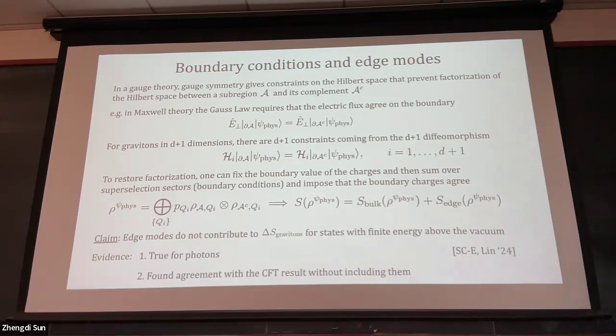So Gwanda and I showed this earlier this year in a paper for photons. We showed explicitly by calculation that for any finite energy states above the vacuum, this delta S doesn't contribute. And I think it's also true for gravitons. The other piece of evidence is I just showed you that our formula for generalized entropy gives the CFT entanglement without any edge contribution. So that's why I think that these are not important. That's one of the nice features of computing this delta S rather than S.